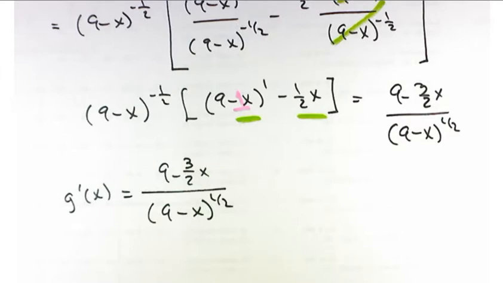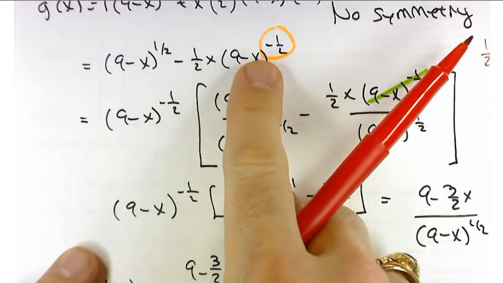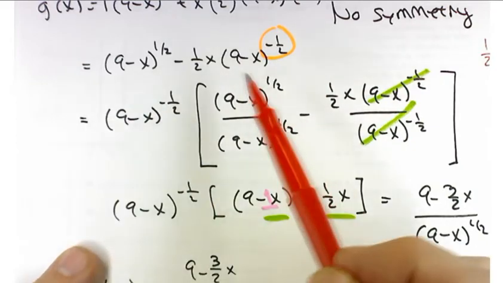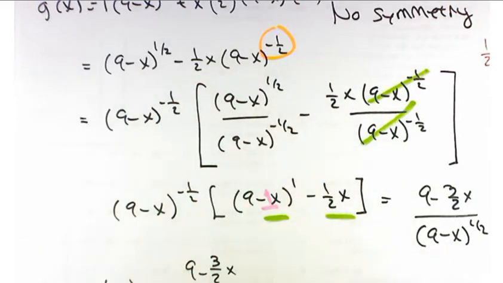Yes, sir? I got a little lost. Where'd you get the 9 minus x to the -1/2 that you put outside the brackets? Oh, that's what I chose to factor out right here. So I said, let's factor that out. Now, when you factor something out, you end up dividing both of those terms by that factor.